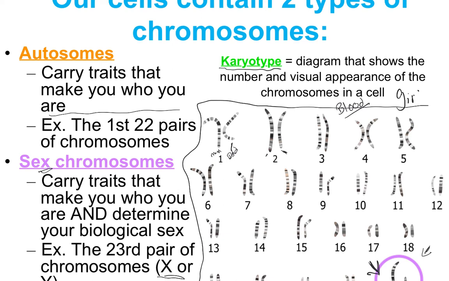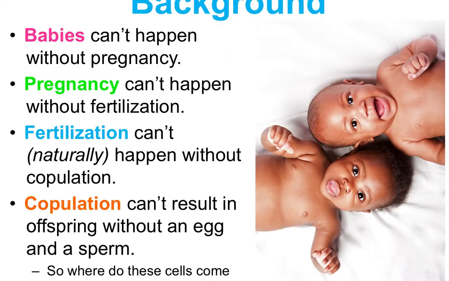Girls are XX. They have two X's. Boys are XY. This karyotype is of a boy because there's an X chromosome, which is right there, and the little one, that's a Y chromosome.